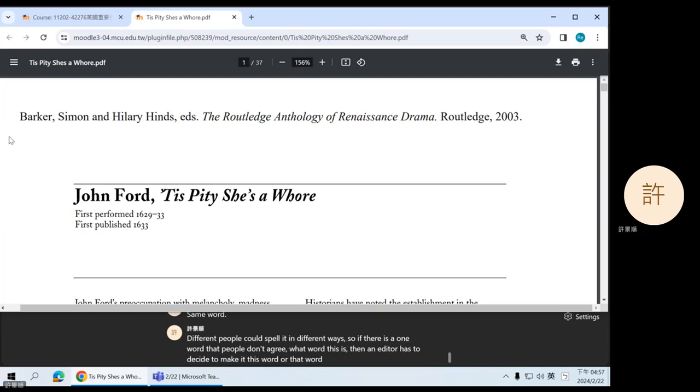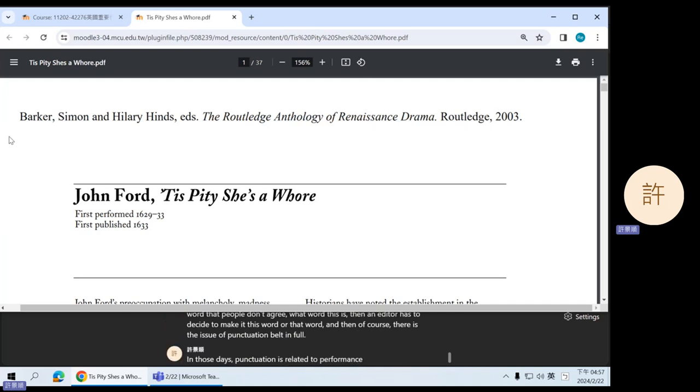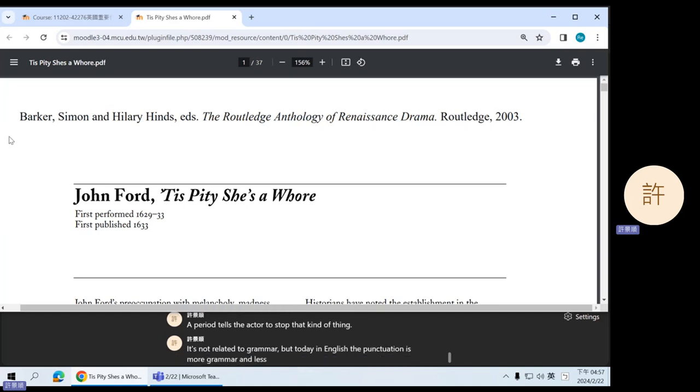then an editor has to decide to make it this word or that word. And then, of course, there's the issue of punctuation, 标点符号. In those days, punctuation is related to performance. A comma tells the actor to pause. A period tells the actor to stop, that kind of thing. It's not related to grammar. But today, in English, the punctuation is more grammar and less performance. So how does the editor rearrange and change the punctuation to help us make sense of what the play is actually saying?